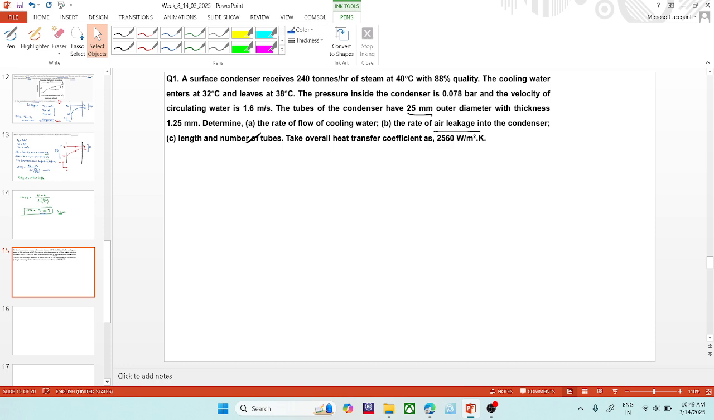Okay. So this problem will cover all the concepts of the condenser design. Here we will determine the required mass flow rate, the rate of air leakage into the condenser, and the number of tubes and length of the tubes. Okay, and this is the complete design of a condenser. So we will solve it.